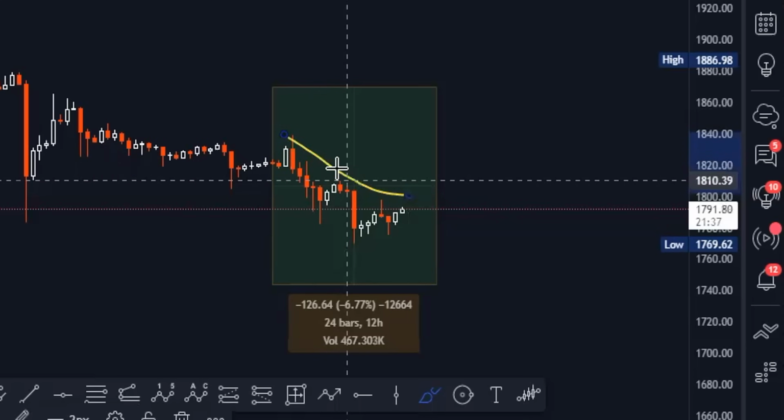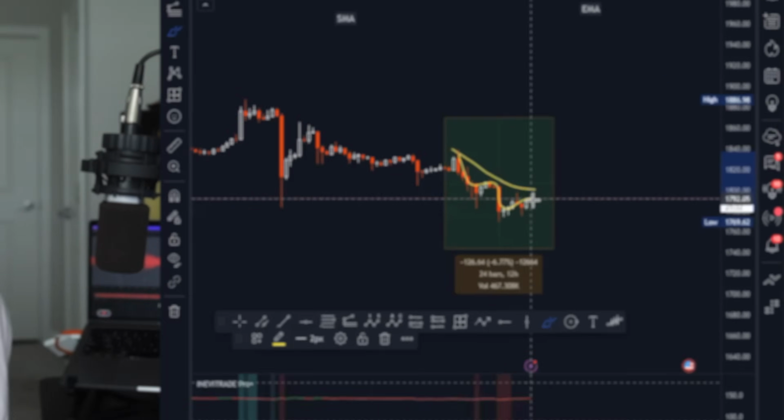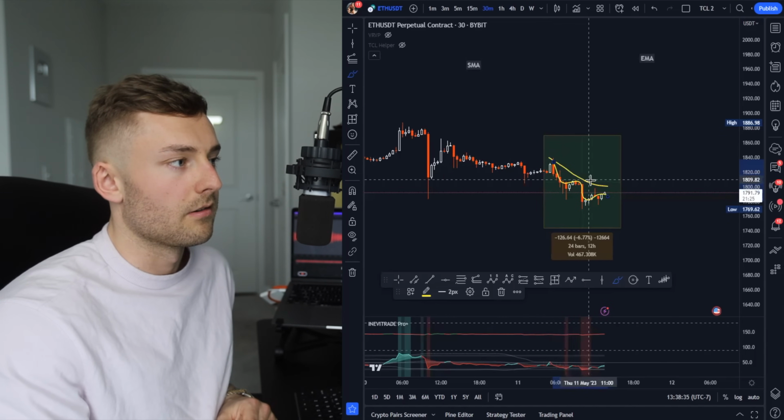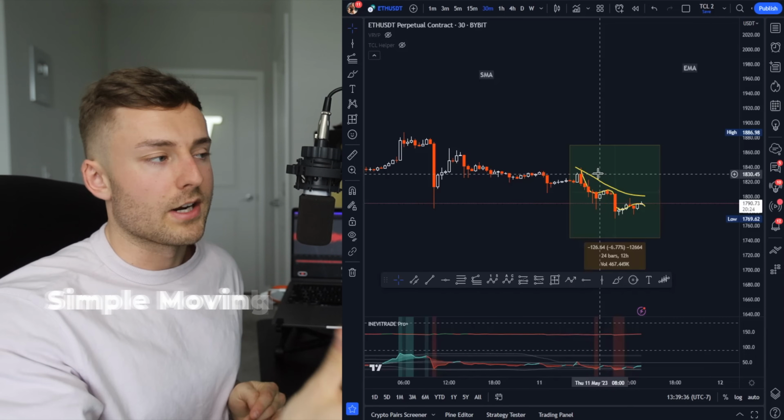made on this. And the lower the period, the closer this line is going to be to the actual movement of the trend. So this would be a shorter period SMA, and this would be a longer period SMA. So basically, simple moving averages are going to show you the general direction of a trend.